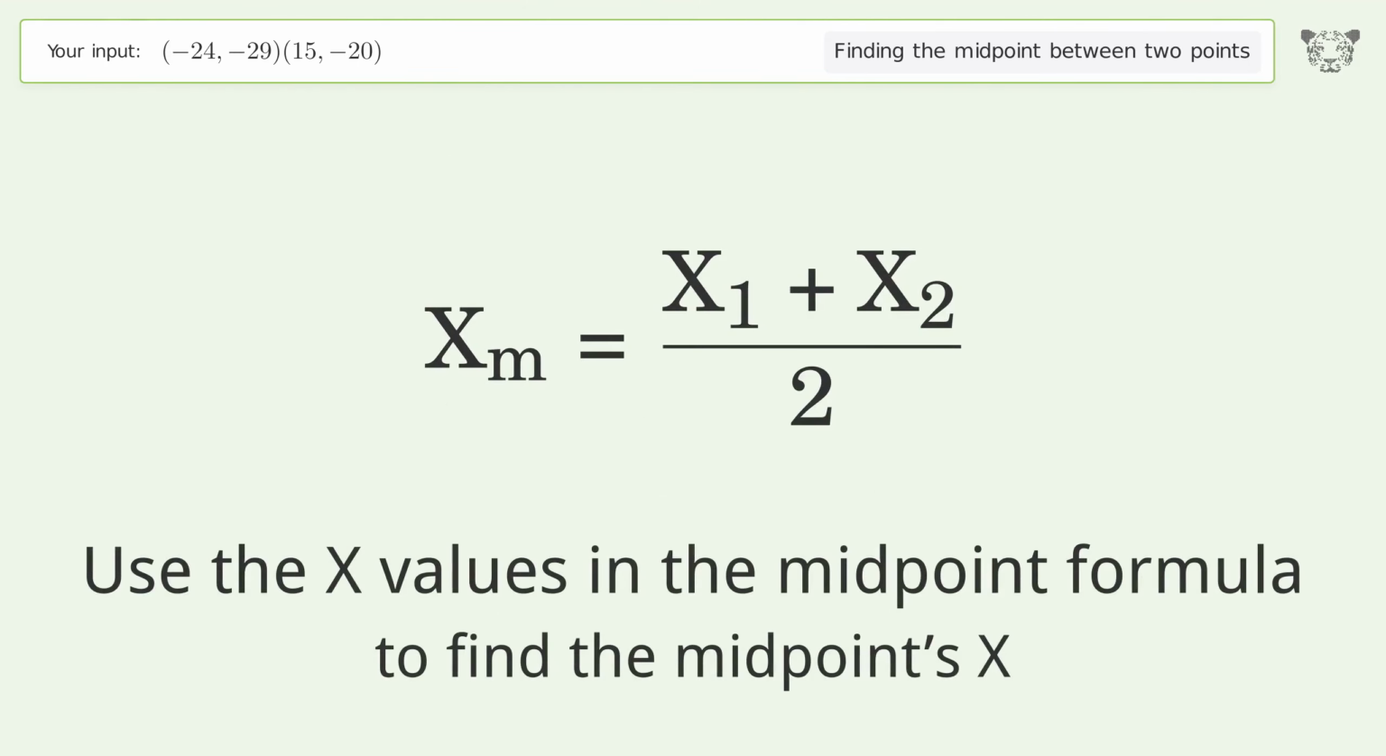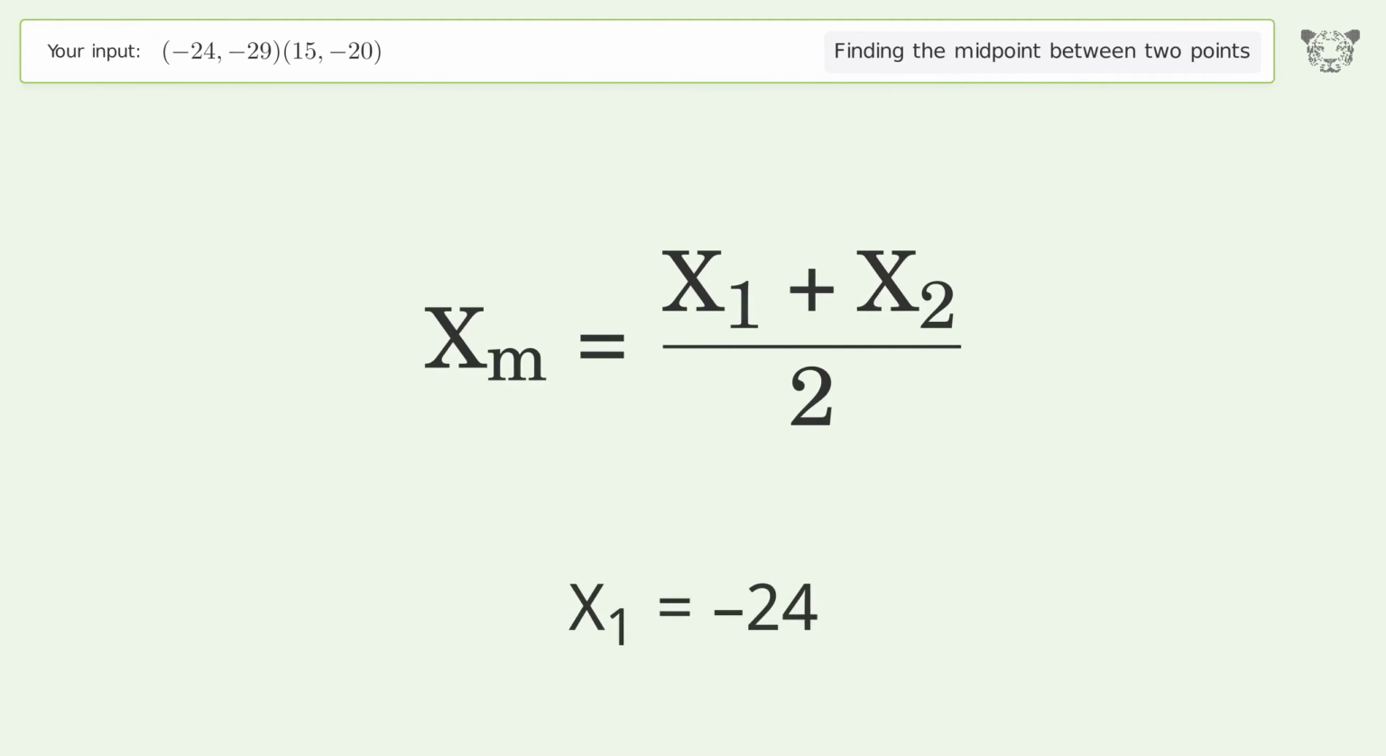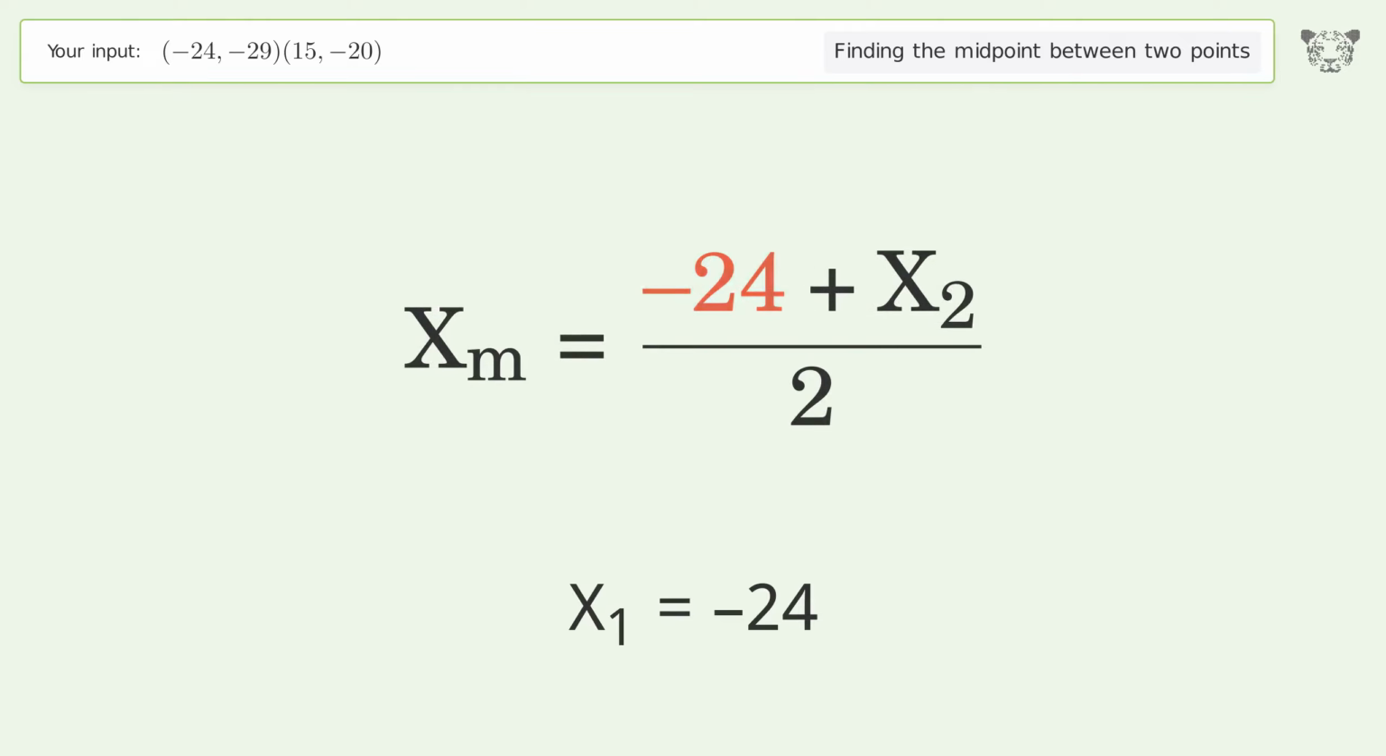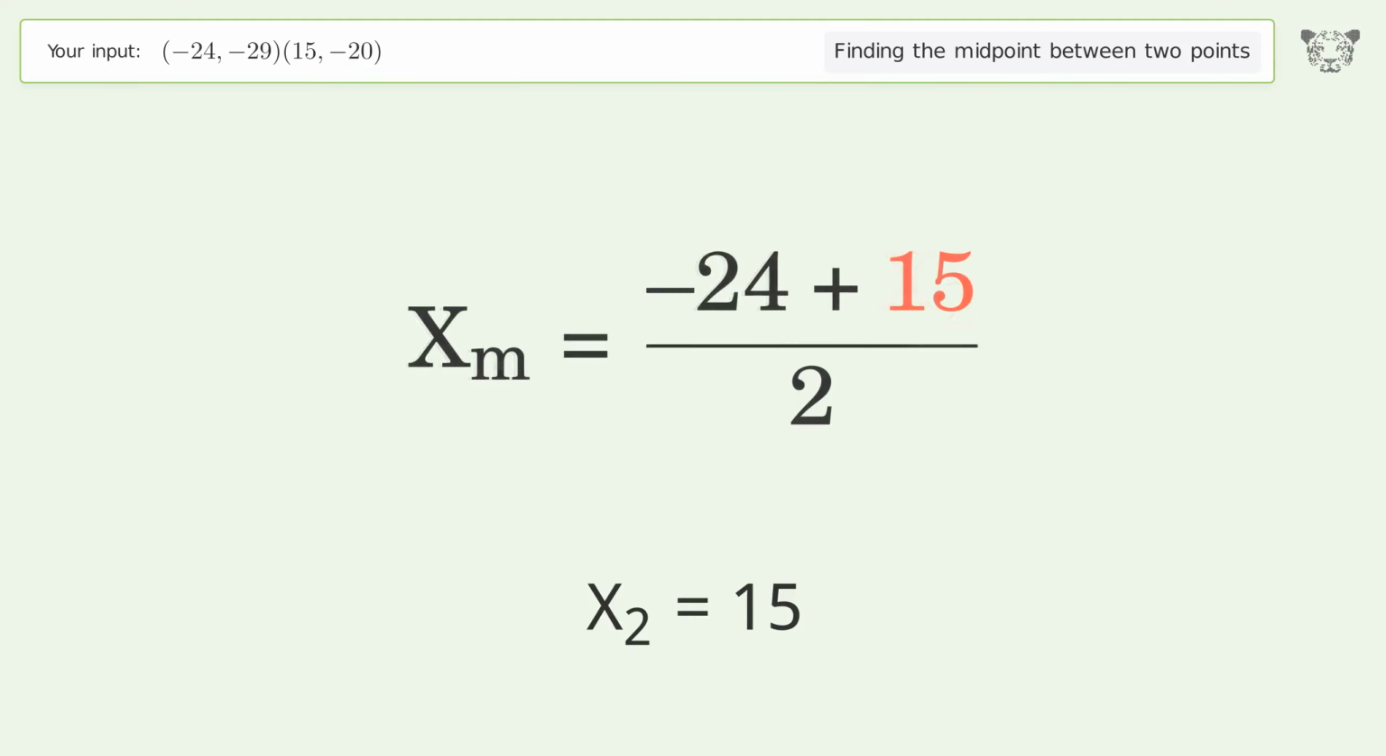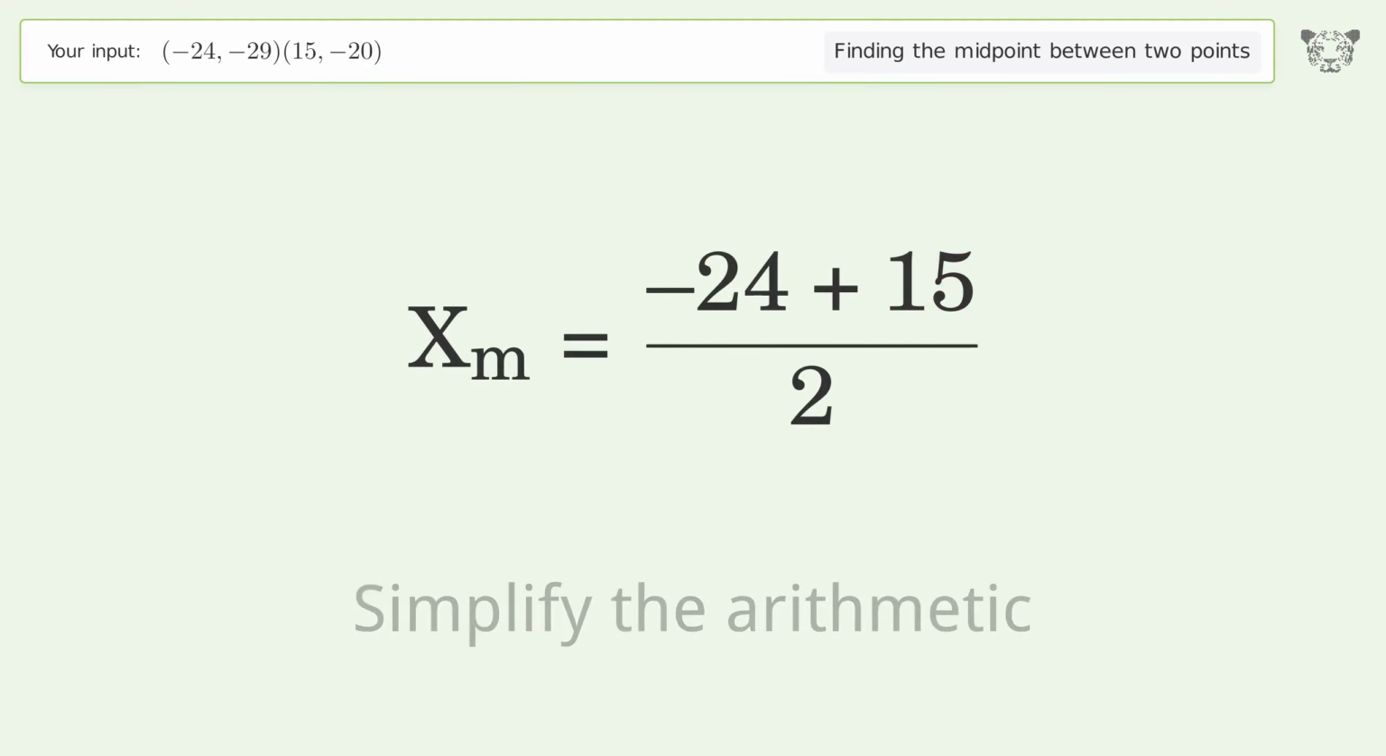Use the x values in the midpoint formula to find the midpoint's x. x1 equals -24. x2 equals 15. Simplify the arithmetic.